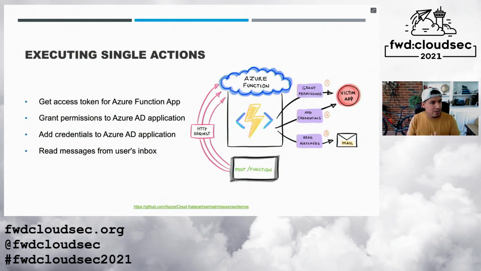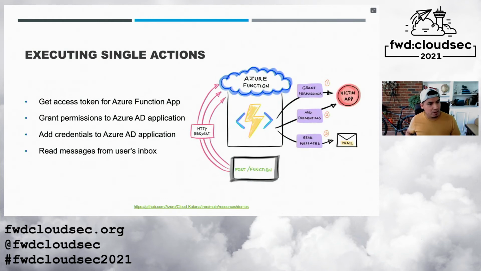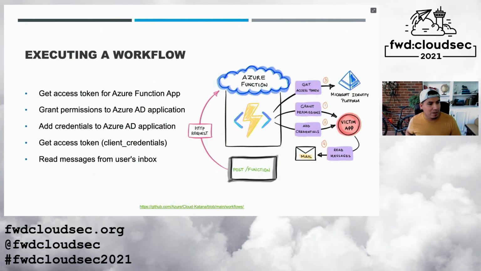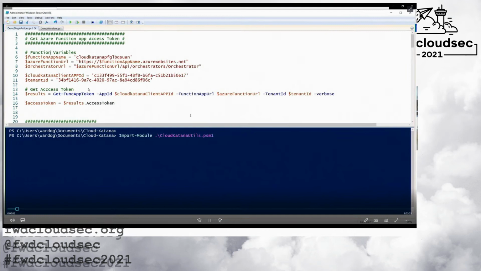The first thing is we're going to be executing single actions and also one workflow. These are very similar, but one of the differences is that we're going to send one HTTP request per action versus using just one request to execute similar steps. So let me show you this quick video where we have our PowerShell scripts. That one is for the action, the other one is for a workflow.